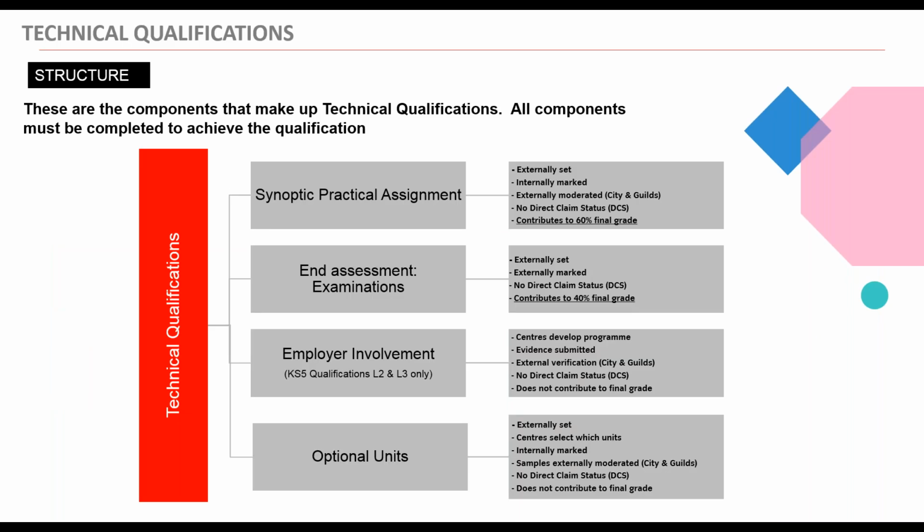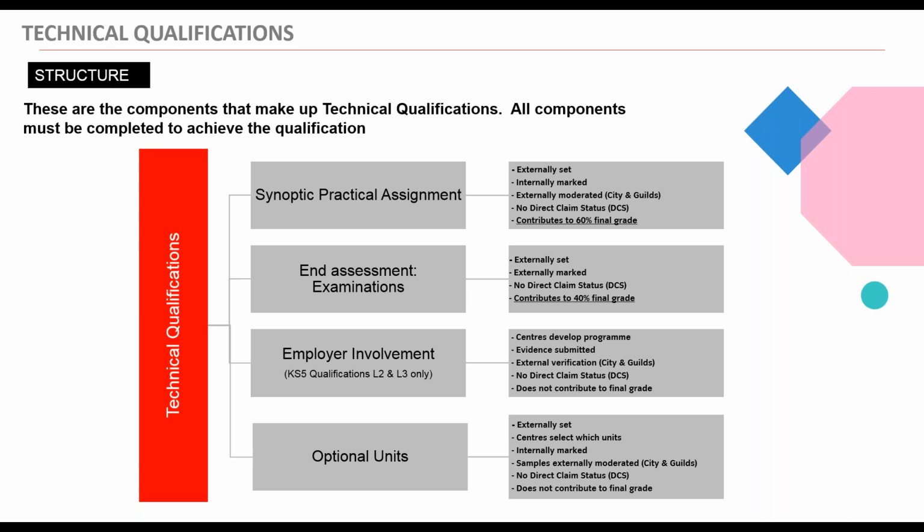We've seen this before, but I am going to run through it again. Our technical qualifications are made up of 4 components. Not every qualification has optional units, but if they do, it is a mandatory part of that qualification to achieve the overall qualification. So we've got our synoptic practical assignment, which is externally set, internally marked and externally moderated by City and Guilds.